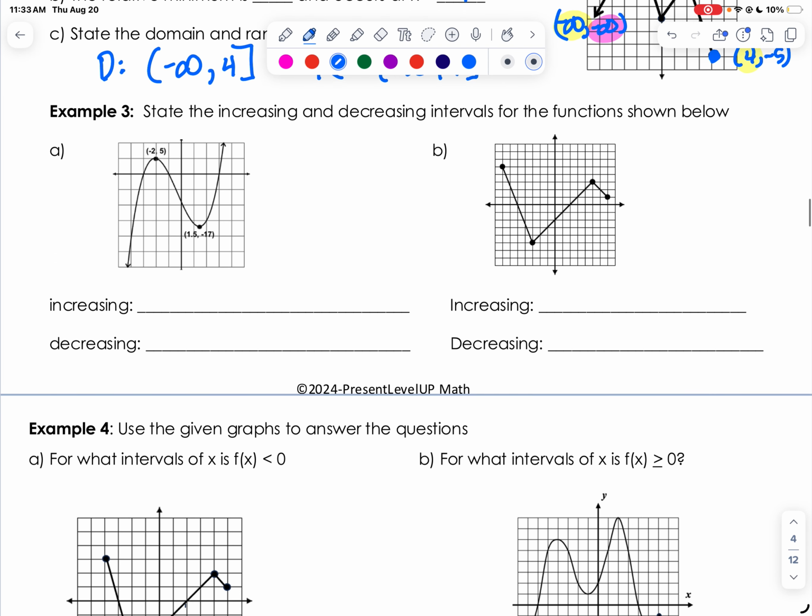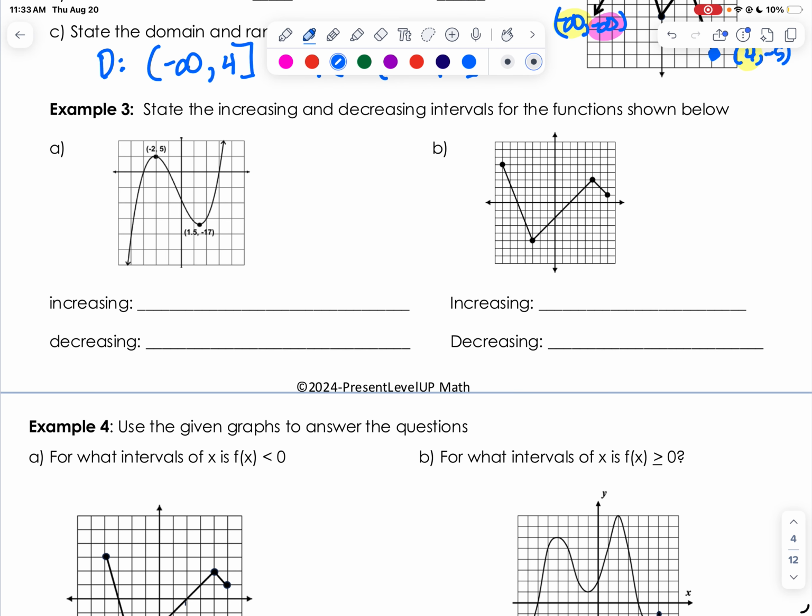All right. Example 3, state the increasing and decreasing intervals for the function shown below. Now I'm going to highlight the increasing first. This function is increasing from here to here and from here to here.